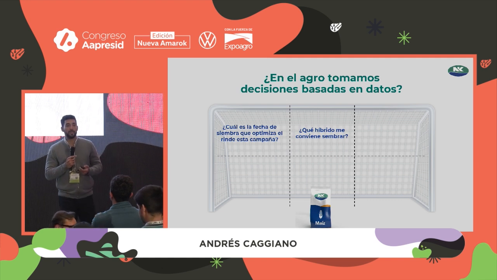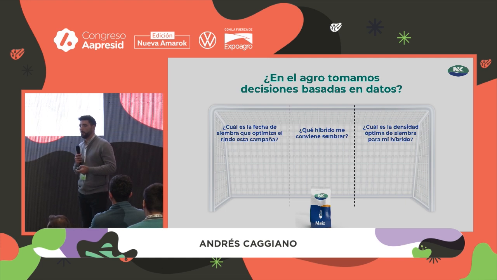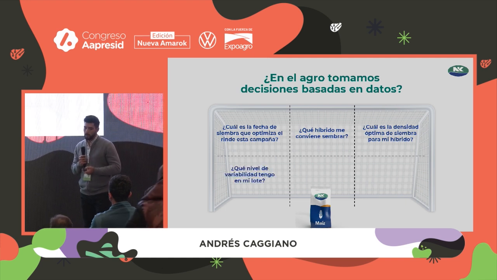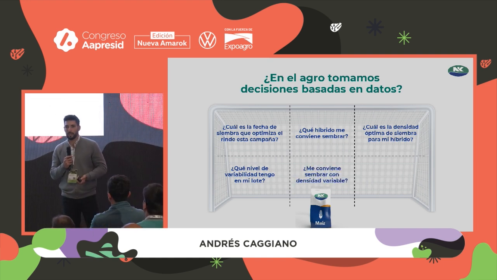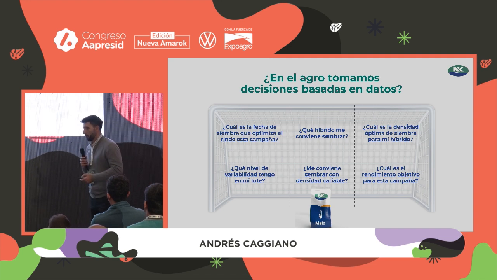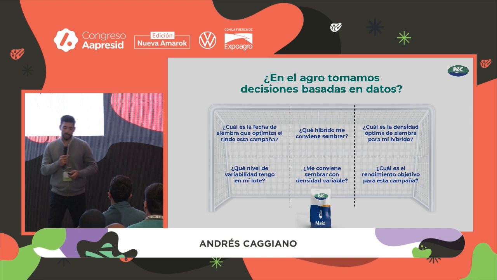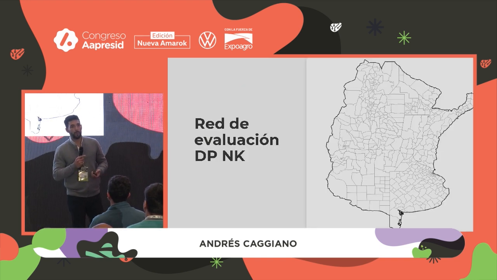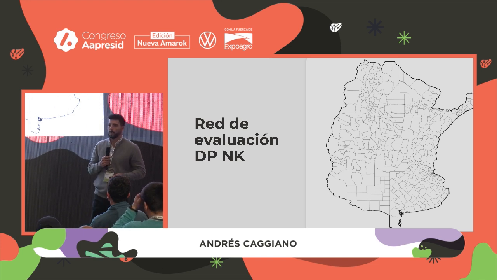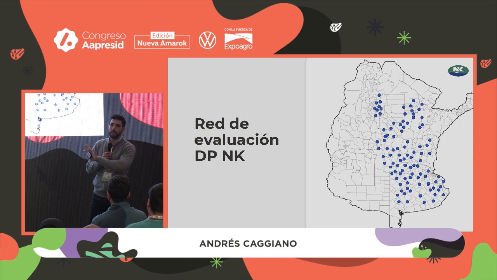Now, farmers may be thinking, what is the best date for sowing to optimize the yield of the season, or what kind of hybrid products they should plant, or what is the optimum density, or what level of variability there is in the lot, and what are the advantages of variable density, and finally, what is the target yield of the season. So we like data. At NK, we make data-driven decisions.